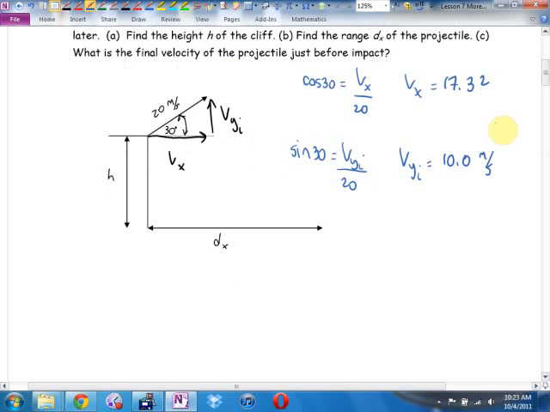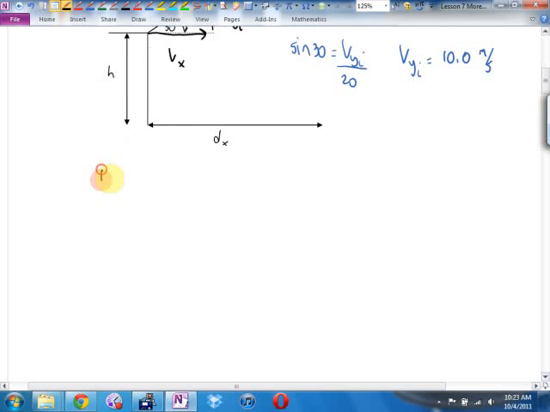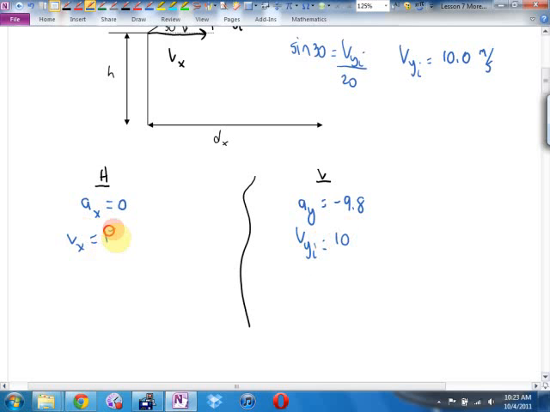Okay. And now, I'm going to do my usual horizontal, vertical, line down the middle. As soon as I write horizontal, I know that horizontal acceleration is 0. As soon as I write vertical, I know that vertical acceleration is negative 9.8. And I also know VY initial is 10. And I also know that VX is 17.32. What else do I know? This time they've actually given me T, which is going to be the same in both columns. What was T? I've scrolled down. It was 5 point something. 5.2?